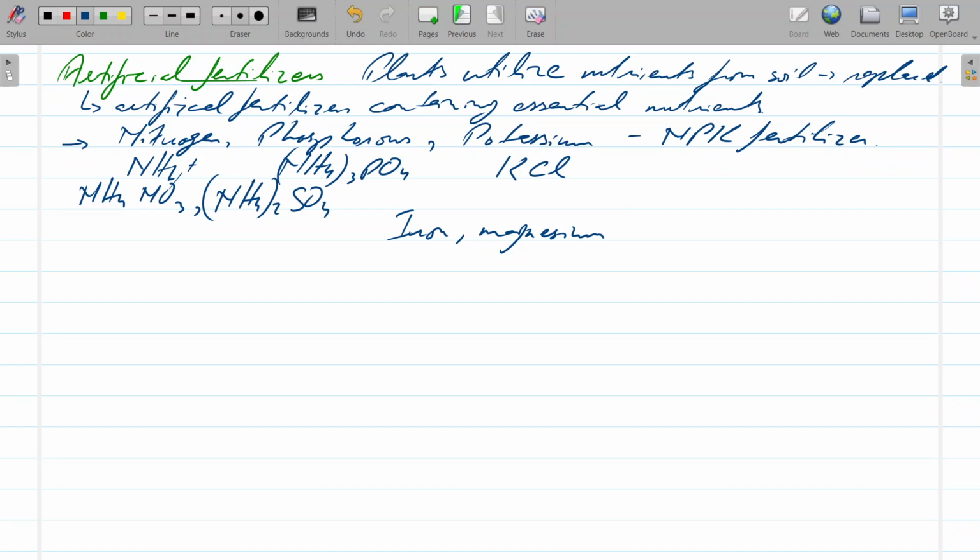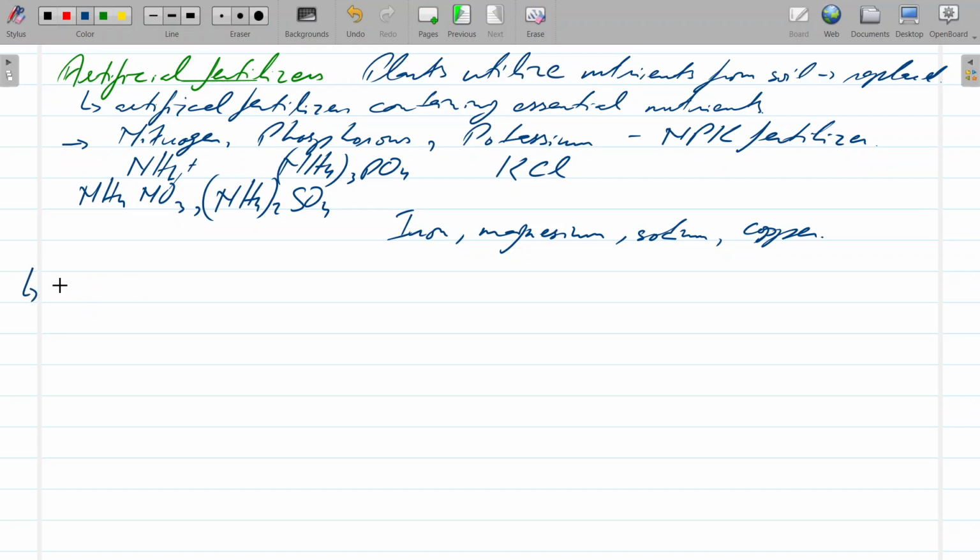and then there's some other like iron and magnesium, and some other elements that the plant requires. Although they're required in lesser amounts, so sodium, copper, these can also be provided as supplements in the fertilizers, or as separate chemicals.